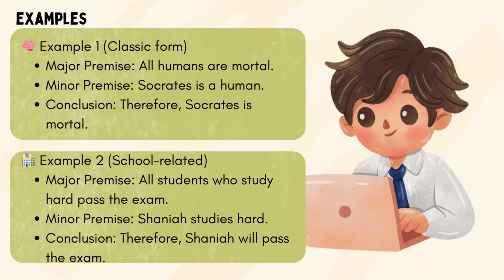In the second example, for the major premise, all students who study hard pass the exam. Minor premise, Shania studies hard. For the conclusion, therefore, Shania will pass the exam. Here, the syllogism connects a general rule to a specific situation. The first statement gives a general idea about students who study hard, while the second statement states that Shania belongs to that group. From these two premises, we can logically conclude that she will pass the exam.